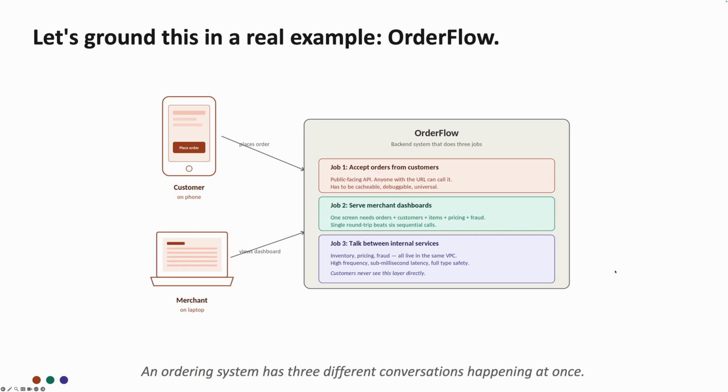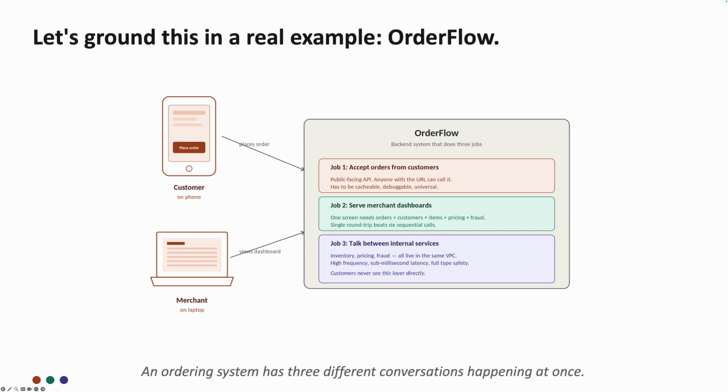So let's consider the flow of an order: when you place an order as a customer, or check some dashboards if you're a seller, and how the internal services talk among themselves. Let's make it concrete. I have built an e-commerce backend. Let's call it OrderFlow. It does what most real systems do.